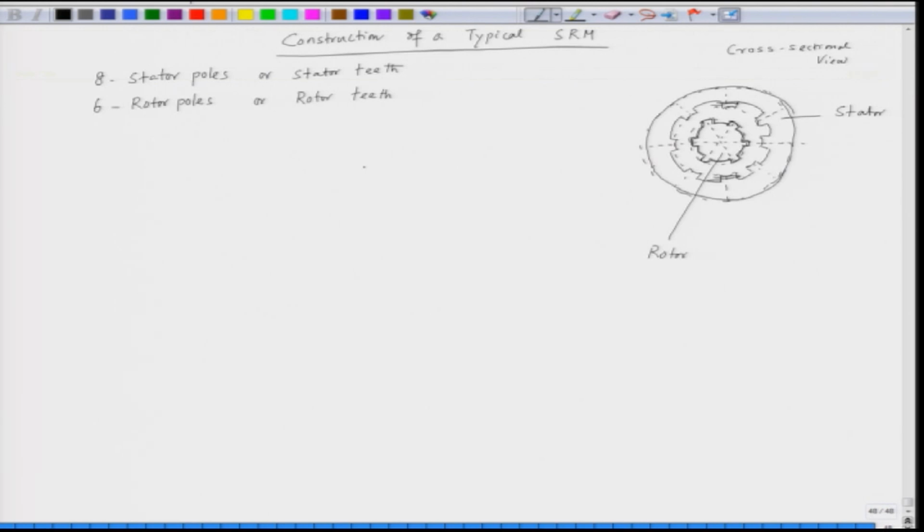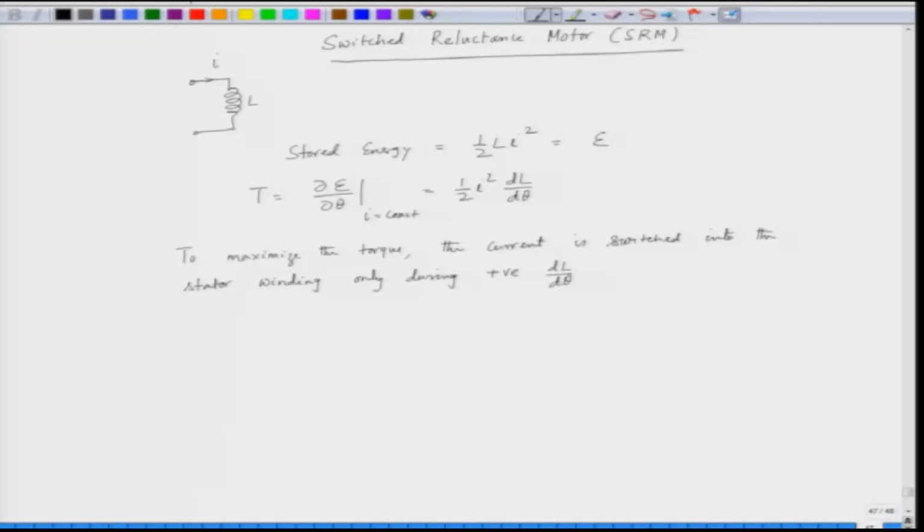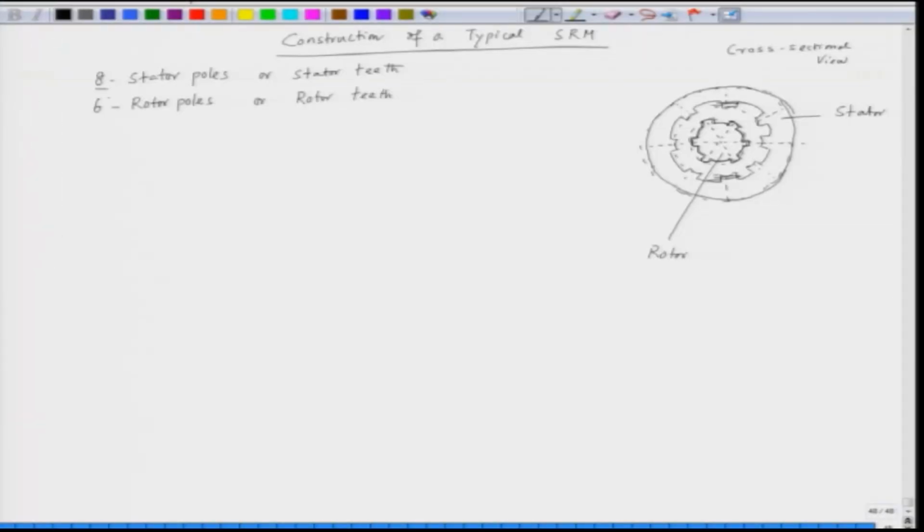So, we switch the current onto the stator windings when dL by d theta is positive, because when the rotor rotates there will be inductance variation, and when there is inductance variation we have a dL by d theta. So, we have to make sure that the stator current is only present during the positive dL by d theta, so that the torque can be optimized. So, this is the principle of the switched reluctance motor. The constructional feature of 8-pole stator and 6-pole rotor we will be discussing more in the next lecture.